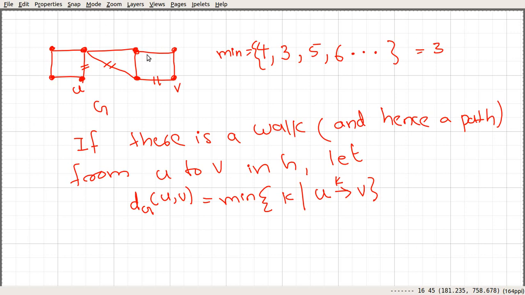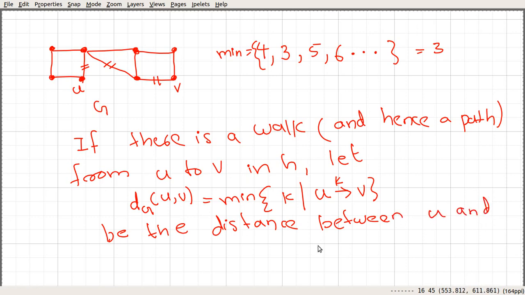So from U to V in G, let d sub G of U, V be the minimum among all k, considering all the paths between U and V of length k. That is going to be the distance between U and V in the graph G.